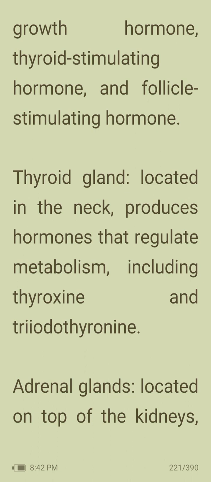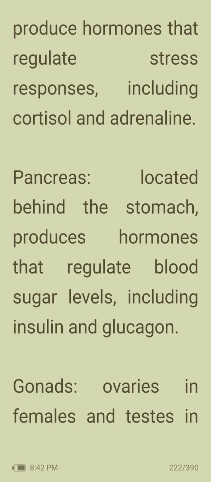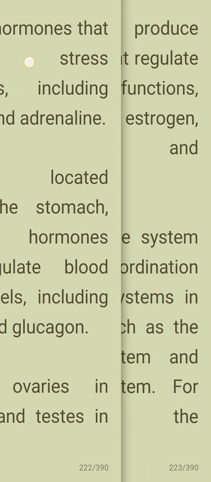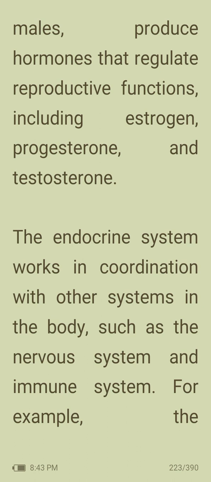Then adrenal glands, located on the top of the kidneys, produce hormones that regulate stress responses, including cortisol and adrenaline. Then the pancreas, which is located behind the stomach, produces hormones that regulate blood sugar levels, including insulin and glucagon. Then there are gonads, like ovaries in females and testes in males, which produce hormones that regulate reproductive functions, including estrogen, progesterone, and testosterone.